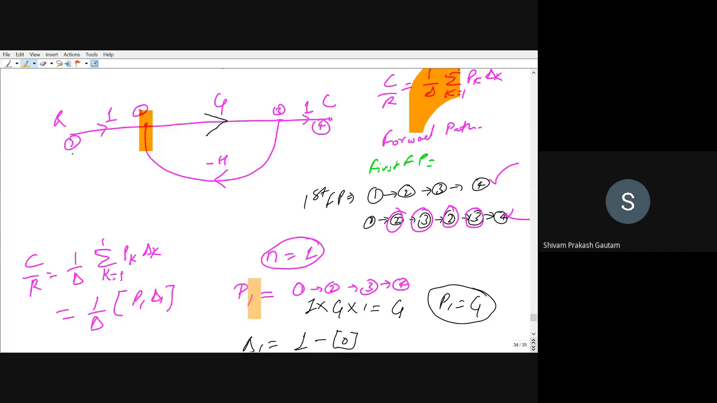Now what is the path? 1, 2, 3, 4. Now check the gain from 1 to 2. The 1 to 2 gain is 1. From 2 to 3 the gain is G. From 3 to 4 the gain is again 1. So we are having G.